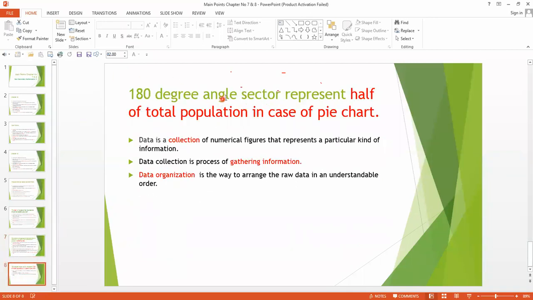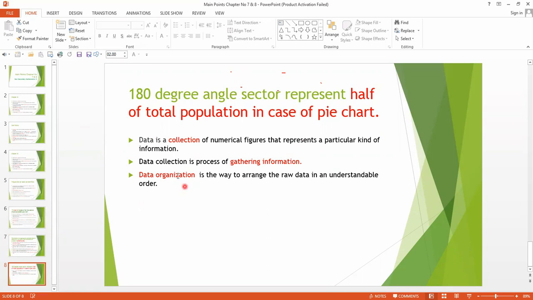A 180-degree angle sector represents half of the total population in the case of a pie chart. I told you the complete circle is 360. When we have to take half, it is equal to 180. When we have to take a quarter, we have to divide it by 4. It is 90 degrees.